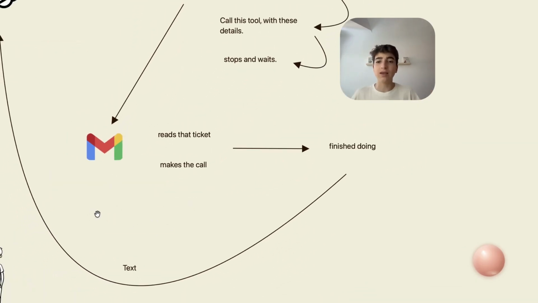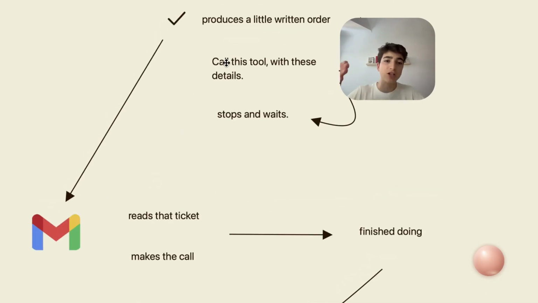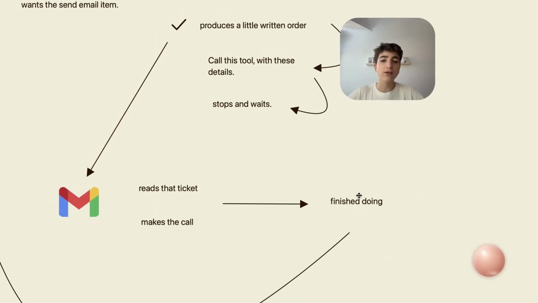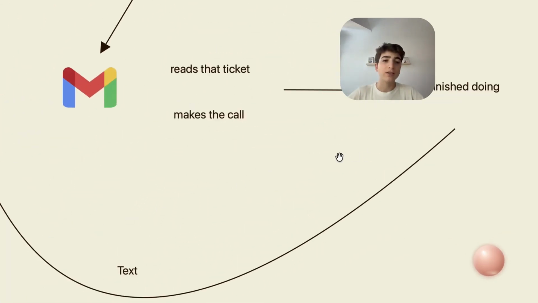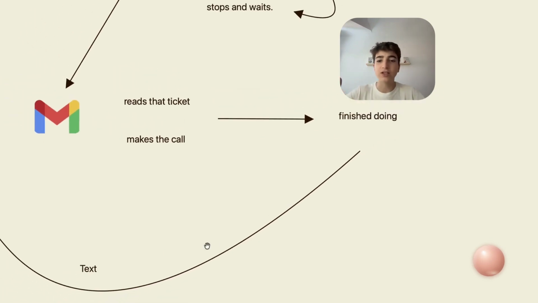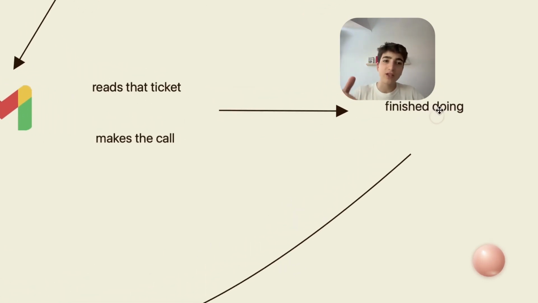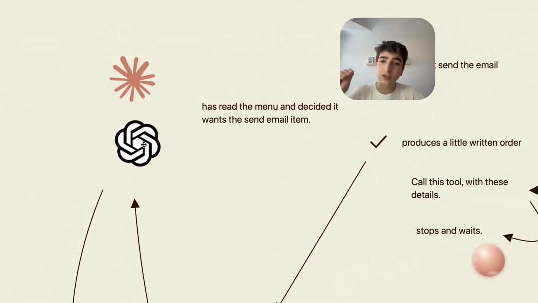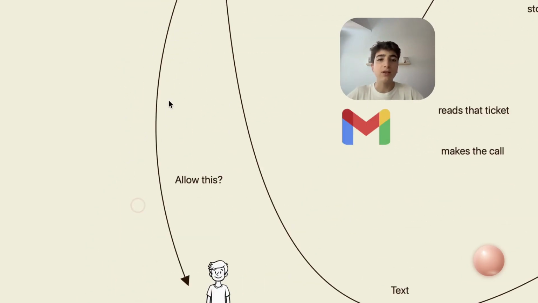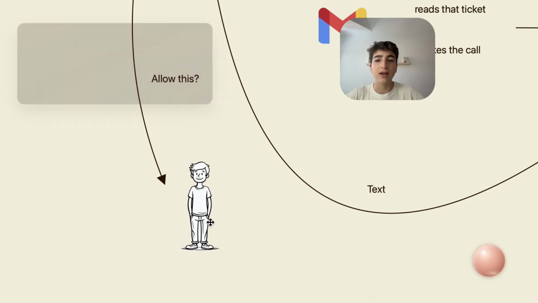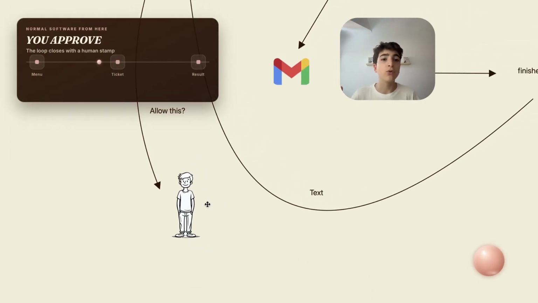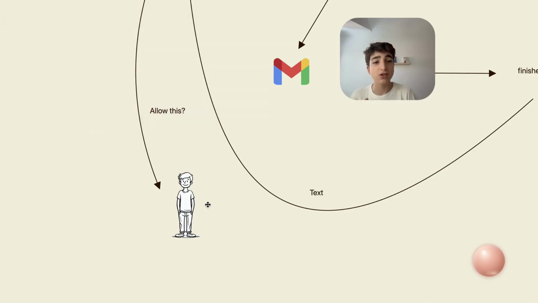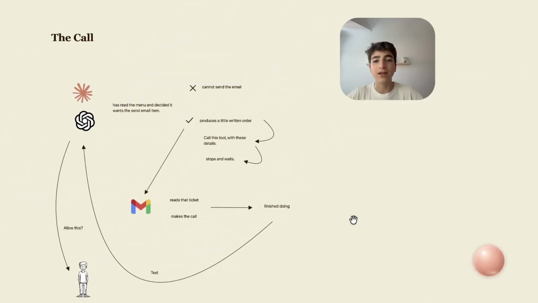Then Gmail reads that ticket that ChatGPT has sent and makes the call, and when it finishes doing what it does, it converts the finished result into text and sends it back to ChatGPT or Claude. And then what does ChatGPT do? ChatGPT now asks a human, it asks you, do you want to allow this? Do you want to allow sending an email? And then you say yes or no. And that's how everything works.